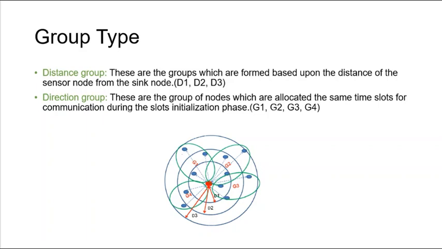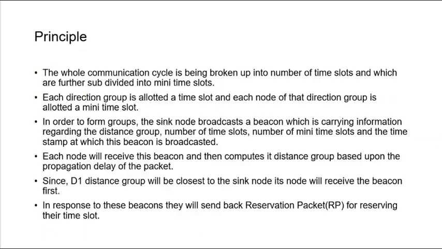In ERMAC, the whole communication cycle is broken up into multiple time slots, which are further divided into mini time slots. Also, we have two types of groups: first, the distance group, and second, the direction group. The distance group consists of all the nodes which are at a particular distance from the sync node, and the direction group has all such nodes which are communicating in the same time slots. So now let's look at how these groups are going to be formed.